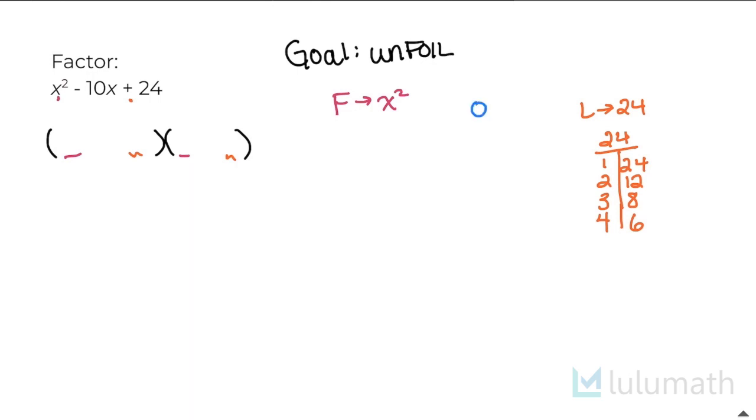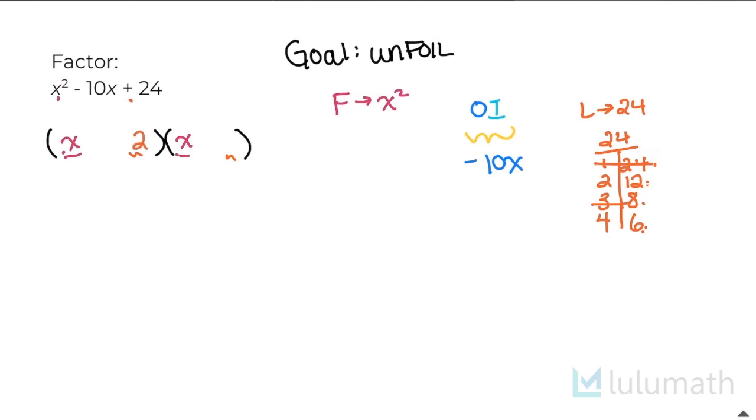Now, our outer and our inner should add up together to give us this term right here in the middle, which is negative 10x. So let's go ahead and see what we can do. So we want an x here and we want an x here. Now, because this is 1x and 1x, it'll make things easier for us. We can look at our chart and just simply find the values that will possibly give us this negative 10 that we're looking for. Well, I can't get a negative 10 from a 1 and a 24, and I can't get a negative 10 from a 3 and an 8. So my next options are just 2 and 12 or 4 and 6.